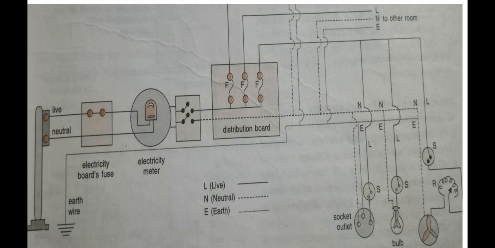A 5 ampere fuse is used for running appliances of low rating such as bulb, tube light, fans, radios, TV, etc. The domestic power, which is having a 15 ampere fuse, is used for running appliances of higher rating such as electric iron, geyser, refrigerator, etc.